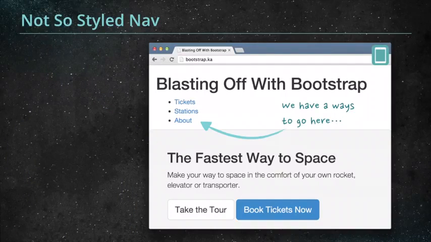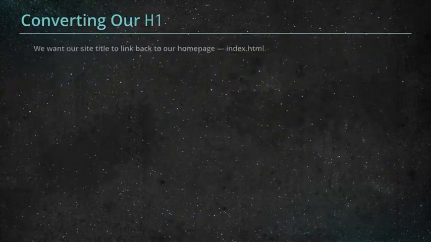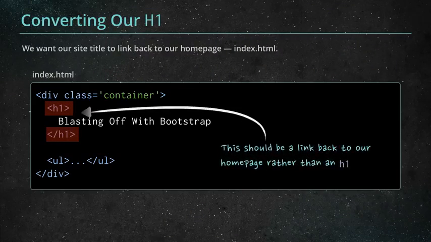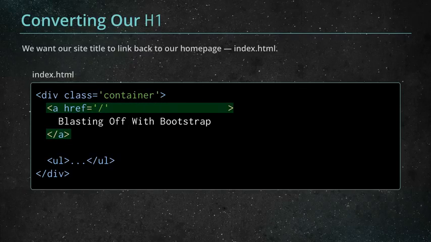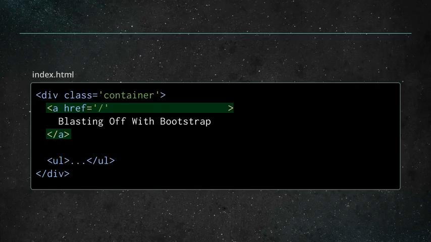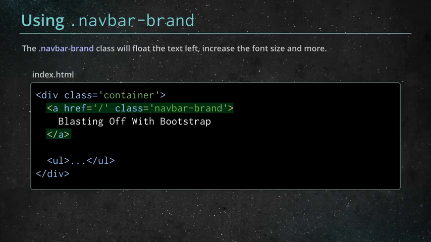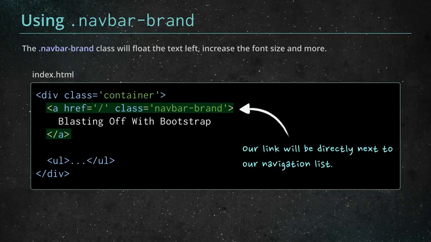We will definitely work on cleaning those up, but first let's get that H1 converted to be a link back to our home page. Since we want this to be a link, we can get rid of that H1 tag that we added in earlier and convert it to a standard link using an A tag. Now that we've converted this into a link that points to our home page, we'll need to add a class of navbar-brand to it. This class specifies that the text or image represents your brand and will be positioned way over to the left side of the page.